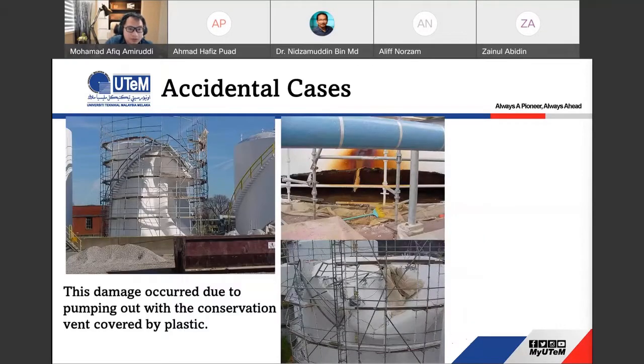So this is also one of the cases. This damage occurred due to pumping out with the conservation vent covered by plastic. The vent was covered by plastic, so the material inside cannot be let out. That's why it's very dangerous if the vent is covered by some obstacle such as plastic or wood.